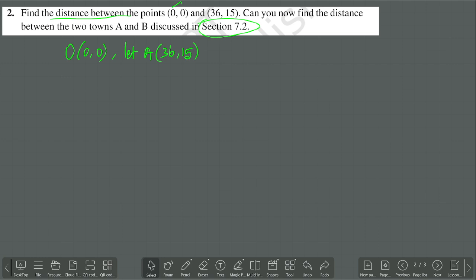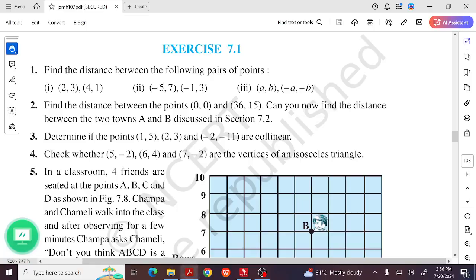Can you now find the distance between the two towns A and B? Sorry, they have given the names A and B. So this is town A it seems. And this is town B it seems. Okay. The position of town A is the origin. Position of town B is 36, 15. Do you understand? If you look at the textbook, they would have given that in section 7.2. If you want, let me show that.